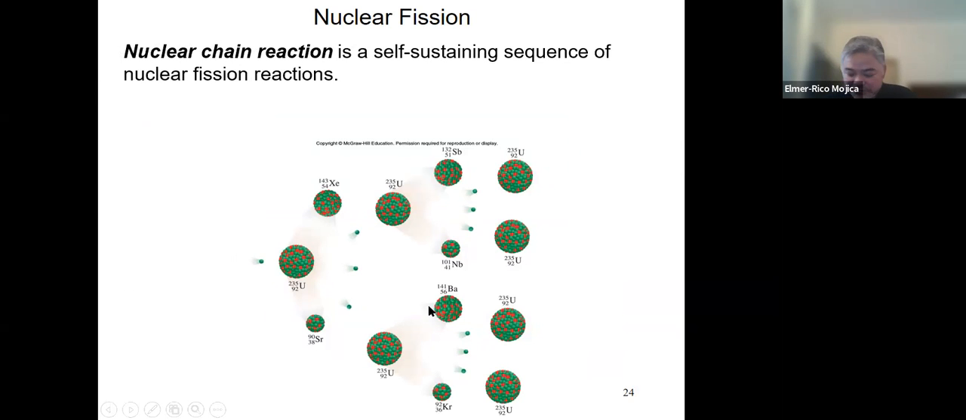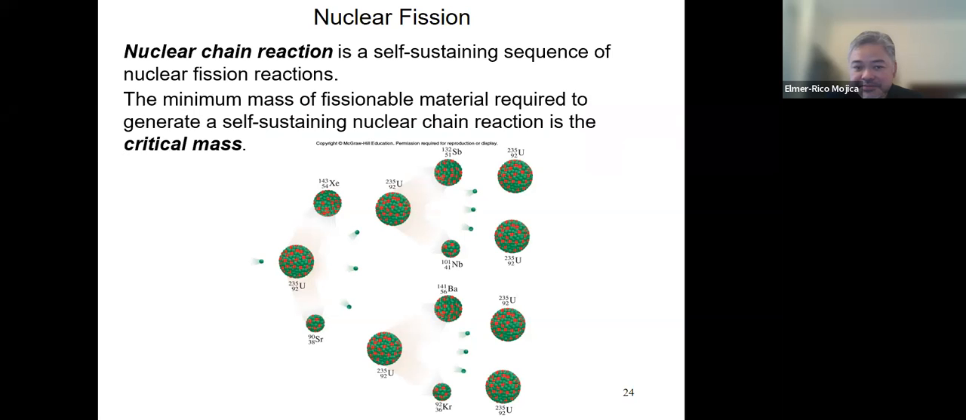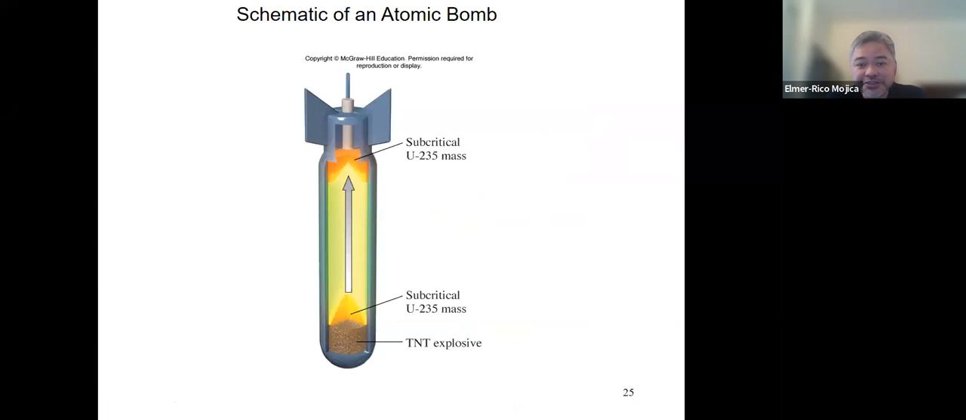In fission, usually you have a nuclear chain reaction. This is a self-sustaining sequence of nuclear fission reactions. For you to meet the minimum mass of fissionable material required to generate a self-sustaining nuclear chain reaction, you have to have the so-called critical mass. That's the only way you produce your energy.